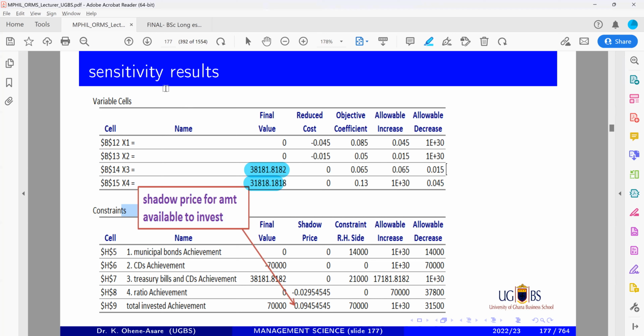So look at the sensitivity result. This is the sensitivity result. And this sensitivity result has some questions that I'm going to ask. And based on those questions, you will address them and I will answer them. Okay. Yes, Joanna, your hand is up.